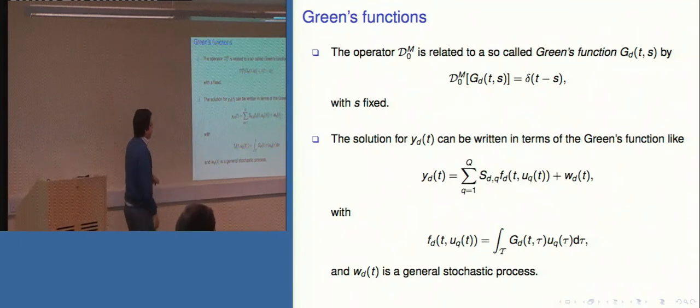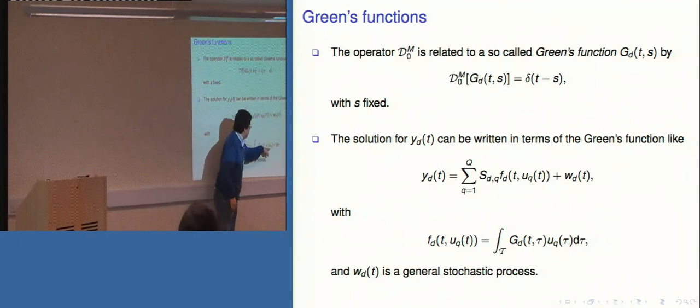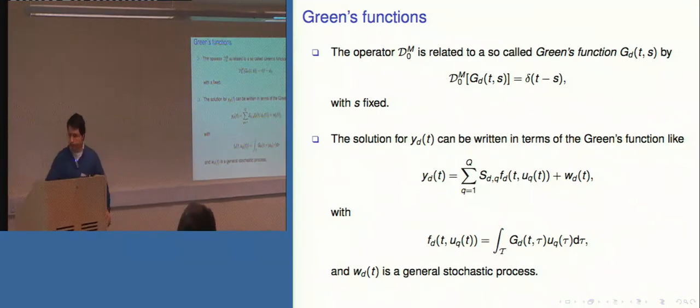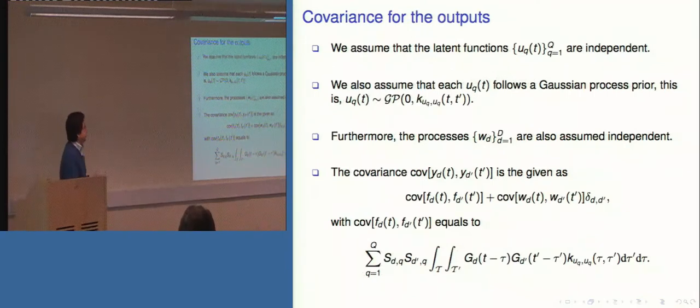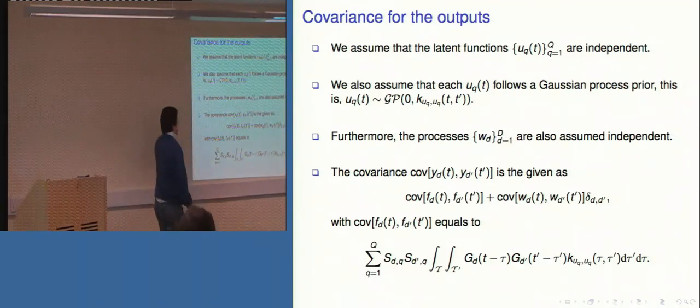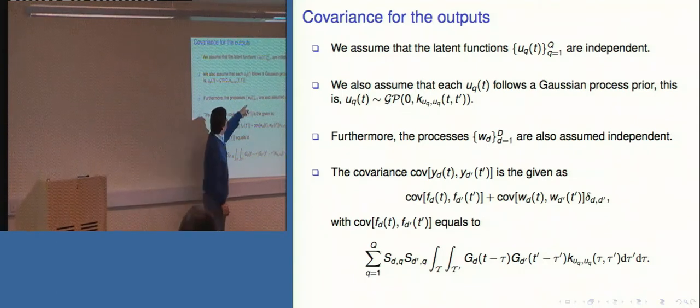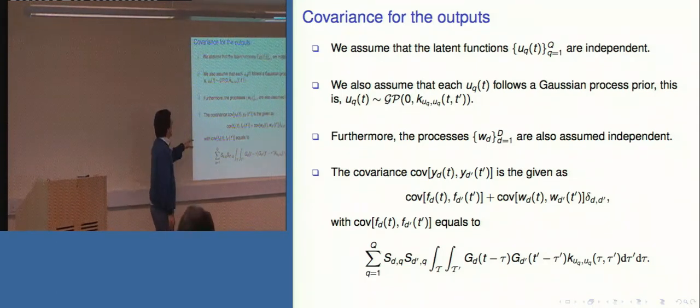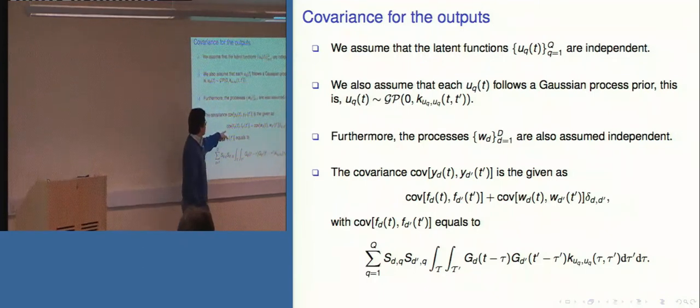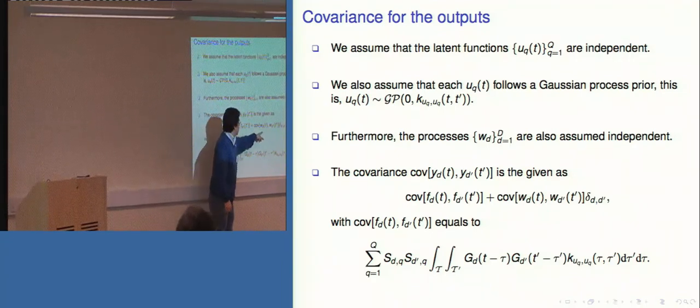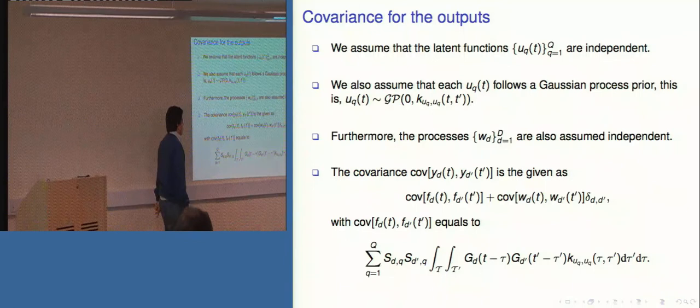Okay. So remember that here we put the Gaussian process prior. But since this is linear, you can work out the covariance for y. The basic idea is that you assume that your latent functions are independent and each of them follow this Gaussian process prior. We also assume that this process y_d, as I showed before, are independent. And then we can work out the covariance for y, which is going to be the covariance of f_d, one output f_d and another output f_d', plus the covariance of this process y_d. And this is the form of the covariance, yeah?